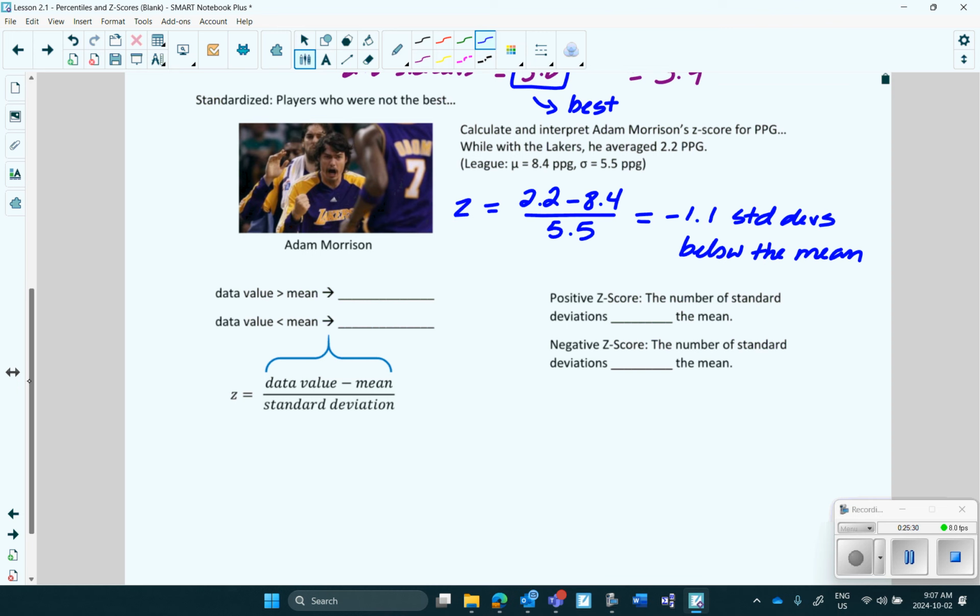Okay, so just to wrap up the Z-scores. If the data value is greater than the mean, the Z-score is going to be positive. If the data value is less than the mean, the Z-score is going to be negative. And we've already talked about if it's a positive Z-score, it's above the mean. If it's a negative Z-score, it's below the mean, just to sort of summarize that.